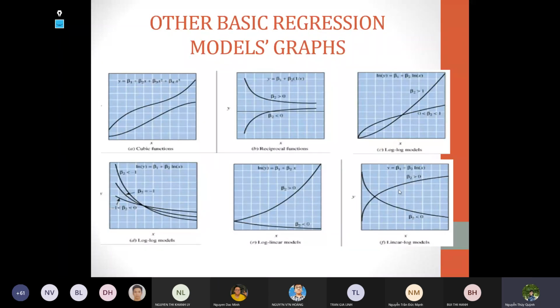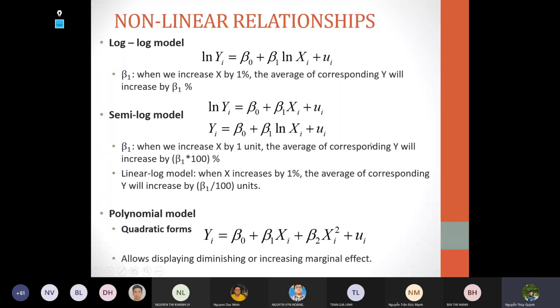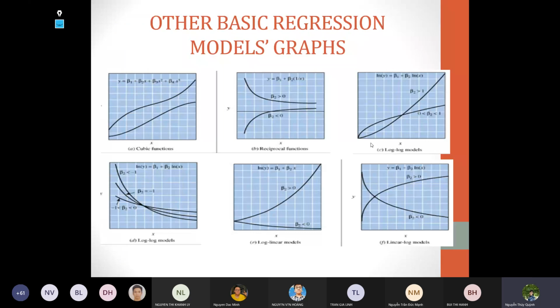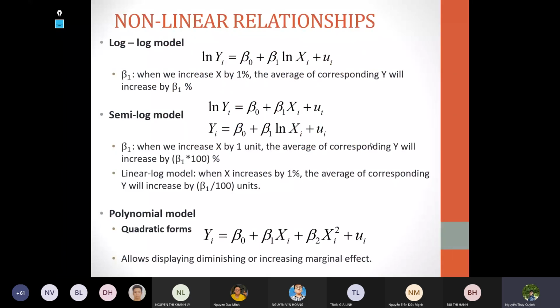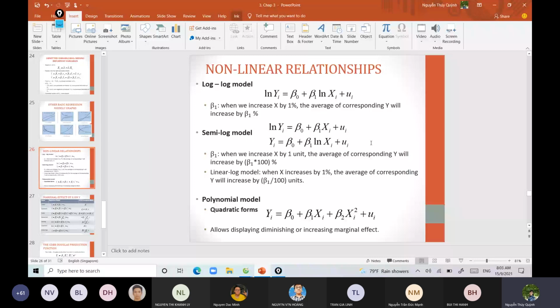Now we will talk about the nonlinear relationship between x and y after the break. Let's take a 20-minute break and then we will come back and talk about the nonlinear relationship between x and y. Okay, let's take the break.